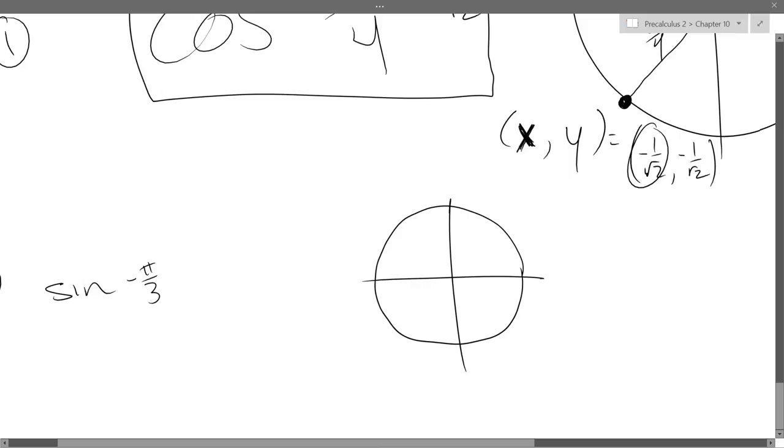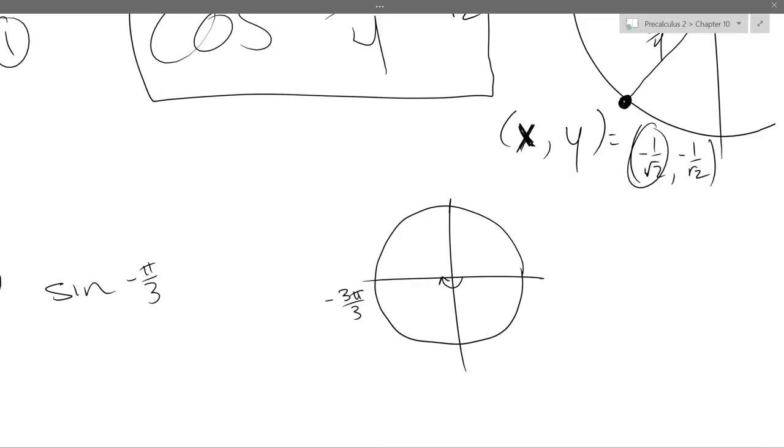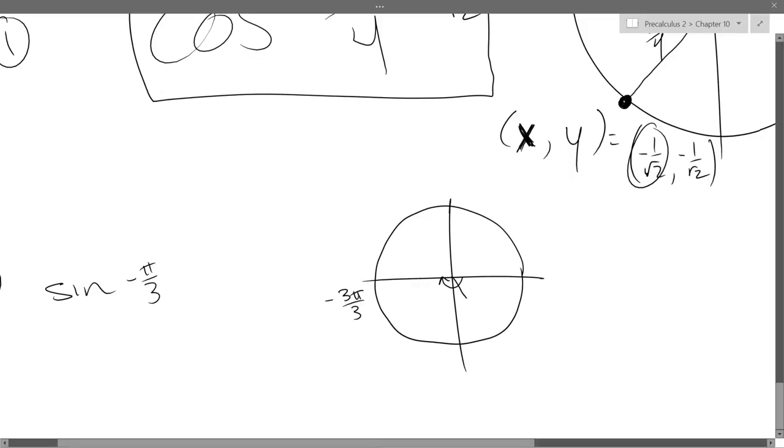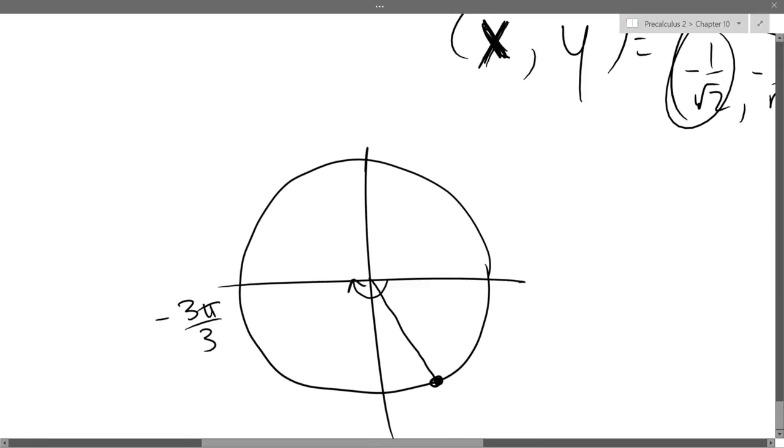So if I go all the way to the bottom, normally this would be negative pi, because if I go backwards a half rotation, it's negative pi. If we label this in thirds, we're going to have negative 3 pi over 3 to go backwards there. So where's negative 1 pi over 3? It's a third of the way over there. So we're going to cut that into three pieces, which means we're going to be about right there. So that should be negative pi over 3.